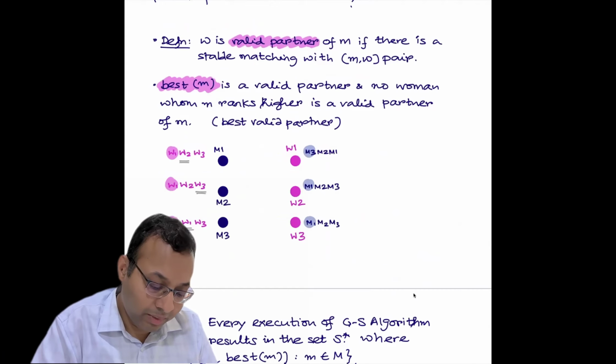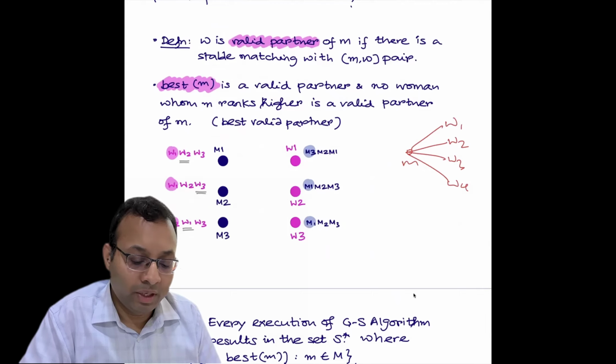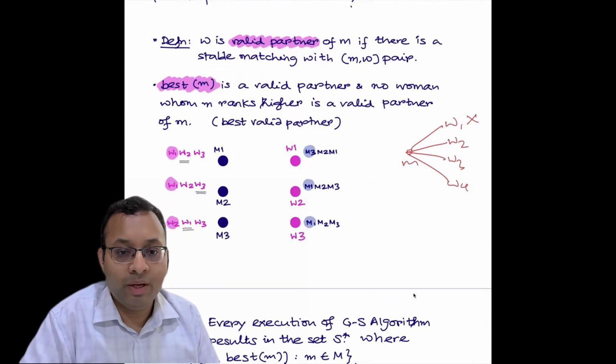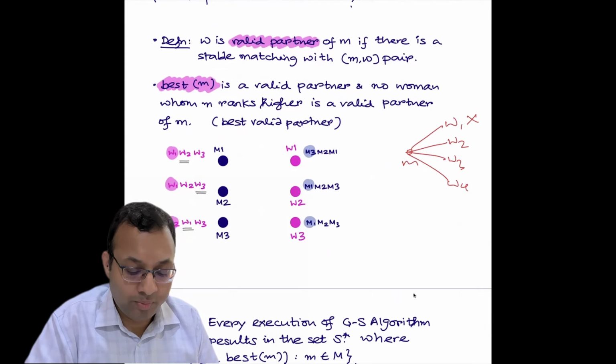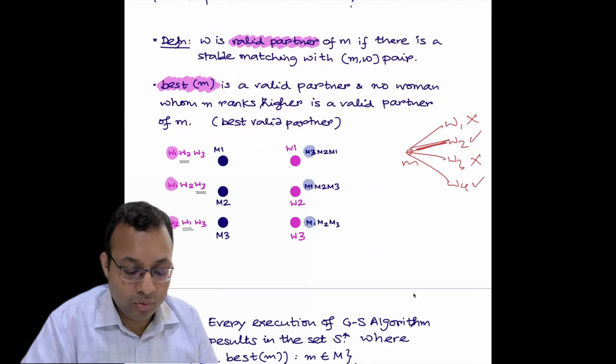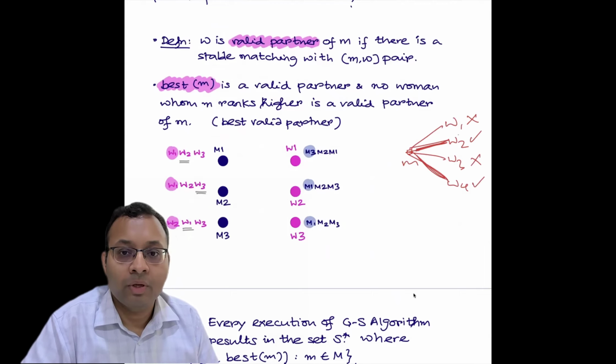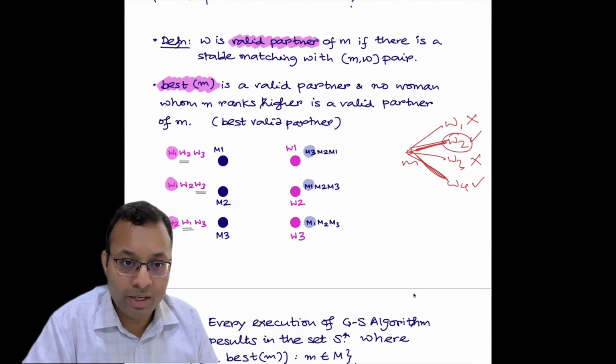In the sense, let's say there's a person M, and he has an ordering like W1, W2, W3, W4. Now let's say there is no stable matching where W1 appears as a partner of M, but maybe W2 appears. And again, no W3 appears in any stable matching with M, but maybe W4 appears. In that case, both W2 and W4 are his valid partners. And among these two, the best valid partner of M is W2. So there are no women whom M ranks higher who are a valid partner. Though W1 is higher than W2, W1 is not a valid partner. In this case, W2 is a valid partner.